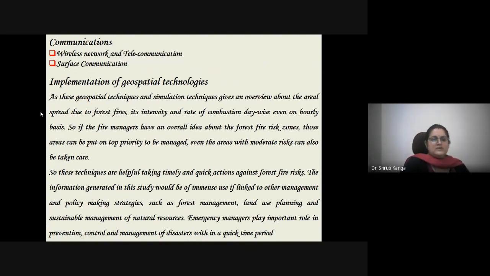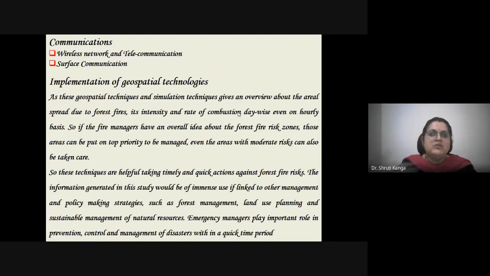Now, as you have all studied, different geospatial techniques and simulation techniques give an overview about the aerial spread of the fires, their intensity, and the rate of combustion day wise, even on an hourly basis. So, this case study is using different geospatial techniques for demarcating the risk prone areas of fire, and along with that, the different simulation techniques.